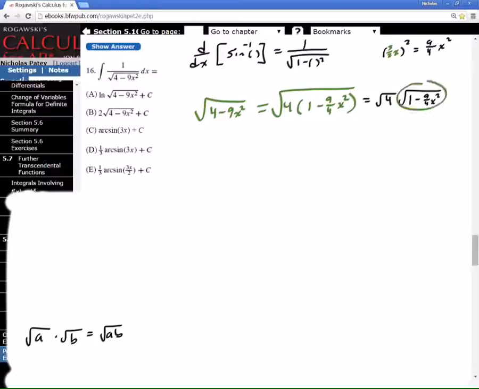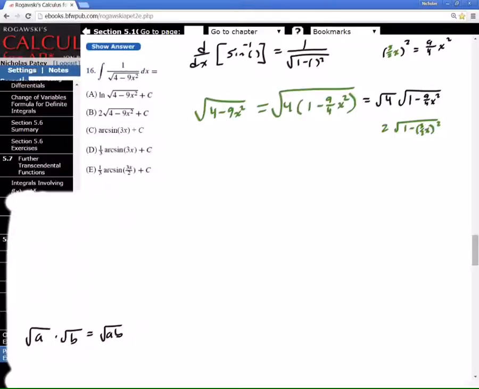This becomes, let's see, let's write it right underneath. We'll have a 2 in front, and then we'll have a 1 minus something squared, and that something is going to be 3 over 2x. Is that correct? Is that good? Okay, so that's a bunch of algebra that we just did to manipulate.